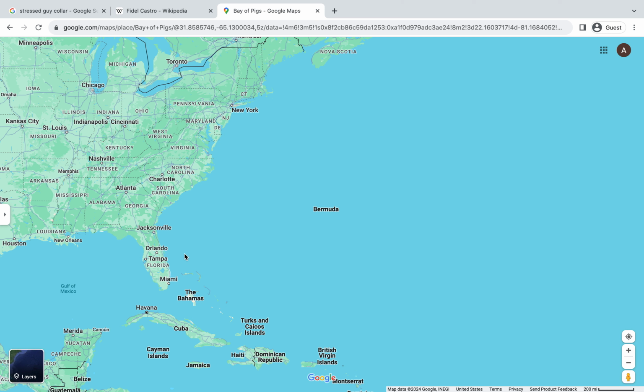Nuclear-tipped submarines were in these waters. The Soviets were the ones with the nuclear-tipped submarines. I shouldn't say nuclear-tipped submarines. I should say nuclear torpedo, of course. Sorry. And it really looked like this was going to be it.